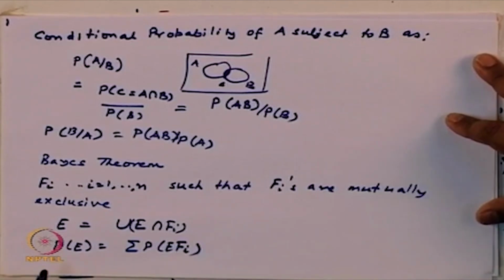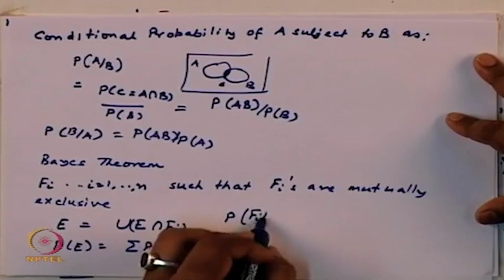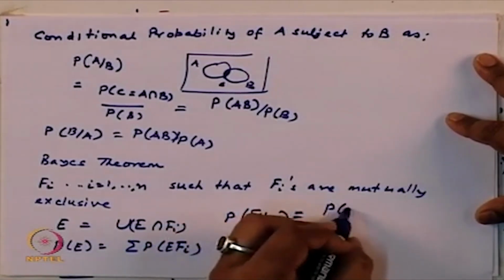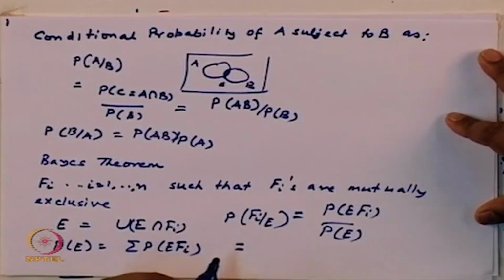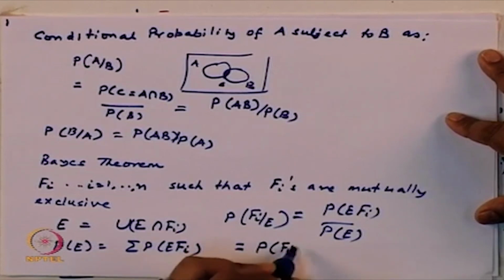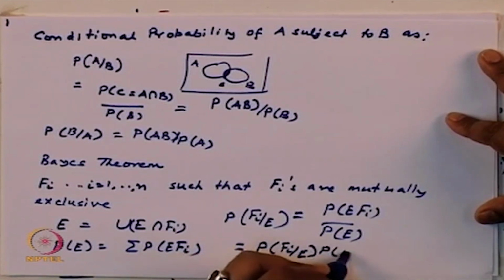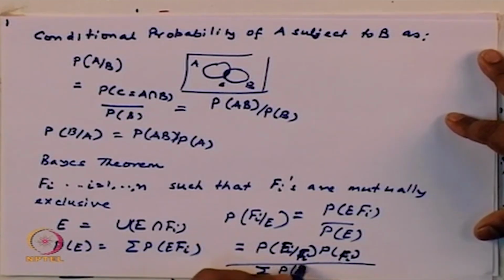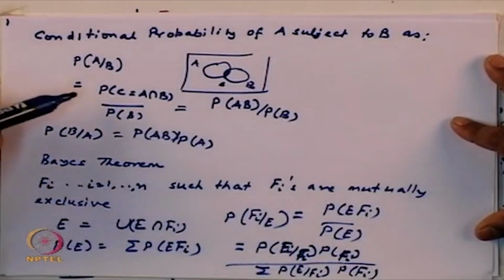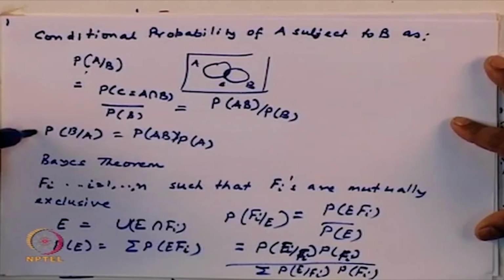So, if I am asked to compute probability of F I given E, I can write this as probability of E F I by probability of E, and I can change the extent of conditioning. I can write probability of F I given E into probability of E, okay, as E given F I into probability of F I, and the summation of probability of E given F I into probability of F I. So, using the idea of P of A given B, you can calculate P of F I given E. Okay.